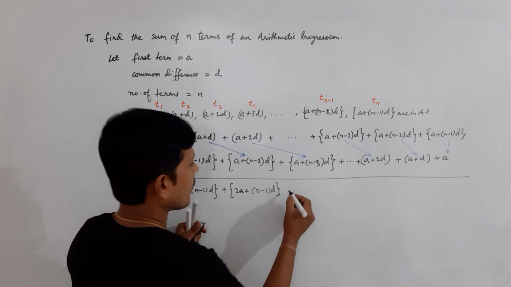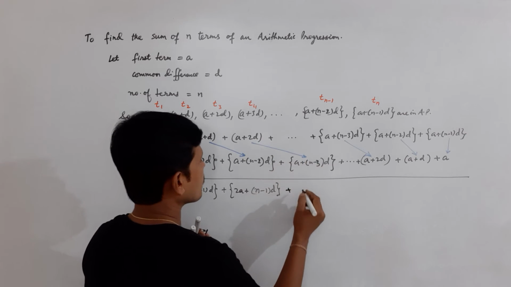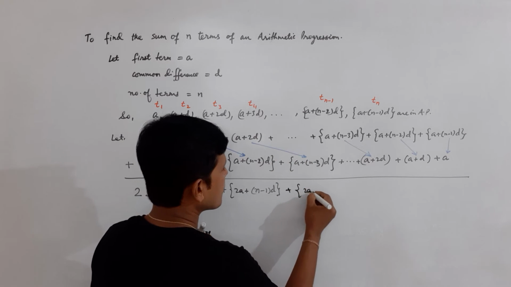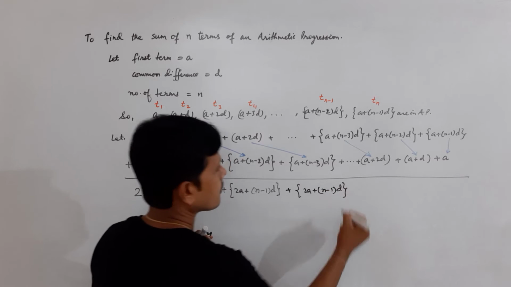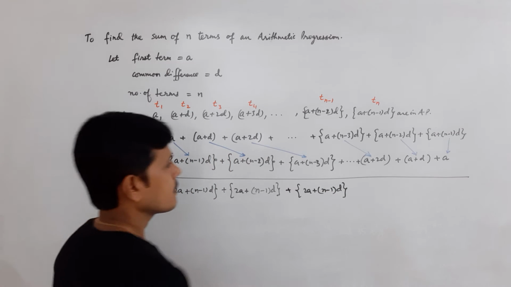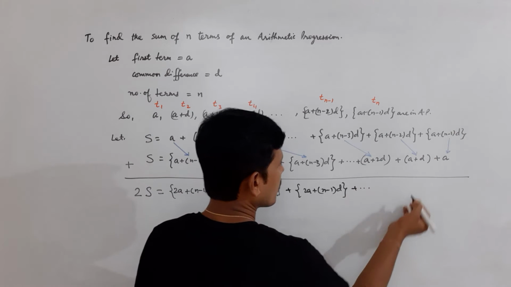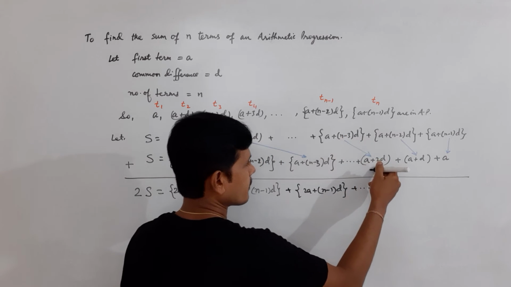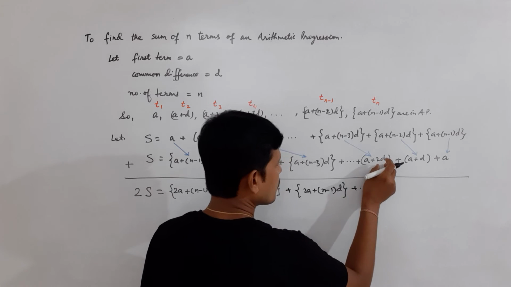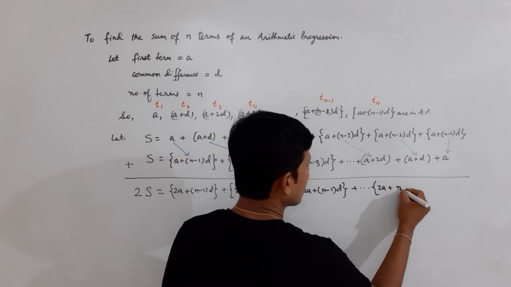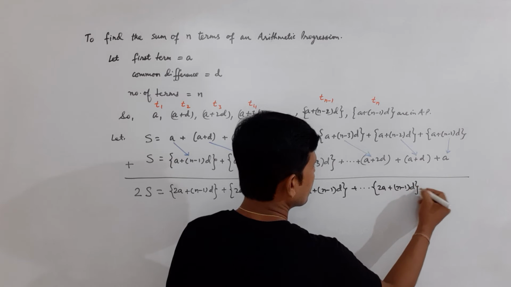Over here, I am adding this. So what I get is 2A plus (n minus 1) times D. Got it clear? Plus dot dot dot. Now look over here, this term I am adding with this. A plus A equals 2A, and 2D plus this much will become (n minus 1) times D.